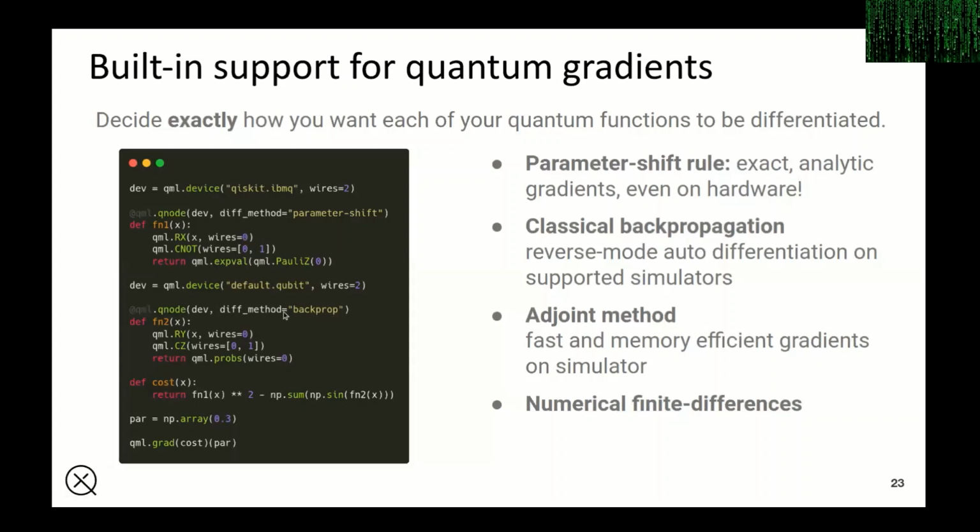You can use the backpropagation method when you are using a simulator that supports backpropagation with certain machine learning frameworks. You can also just use the adjoint differentiation method, which is very fast and also provides a memory-efficient way when using certain simulators that support it. If you are okay with not getting analytic results, you can also just use the numerical finite differences rule that we have already mentioned, compared with the parameter shift rule.